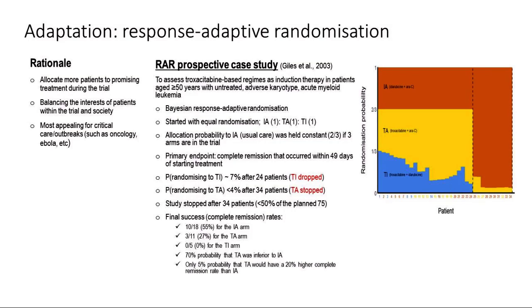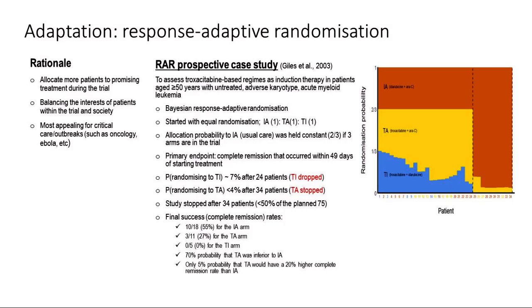Right. It's an ethical issue. You're trying to balance the patient and society. If you know that a treatment is doing well in the trial, and you keep the randomization 50-50, when the condition is critical, then some people might be worried to say, hang on, we know that there's a treatment which is doing well, and you're keeping the probability the same for this patient.